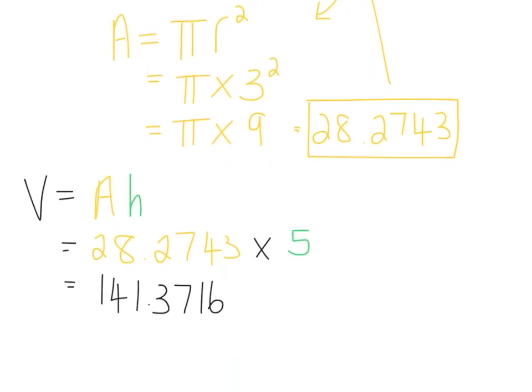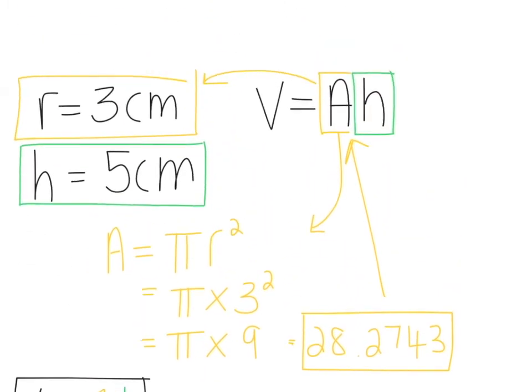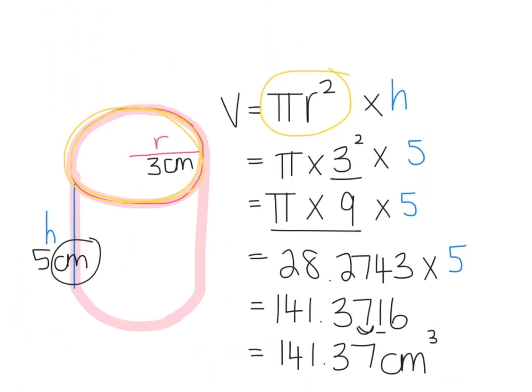So if I go up, 141.3716. So both of them will get you that same answer, but with this one I still need to add in that I was using centimetres and it is cubed. So either this way or this way will get you the same answer. So it all depends on what makes most sense to you.